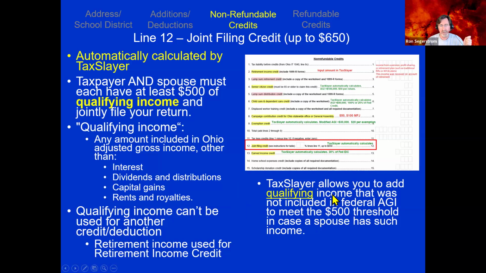TaxSlayer allows us, if the spouse or taxpayer doesn't have enough qualifying income, and we know we can prove that they should have additional qualifying income that somehow didn't flow from federal to state, or strangely enough, maybe didn't show up on federal for some strange reason, because everything should be taxable, to input qualifying income in order to get them to meet the $500 threshold.